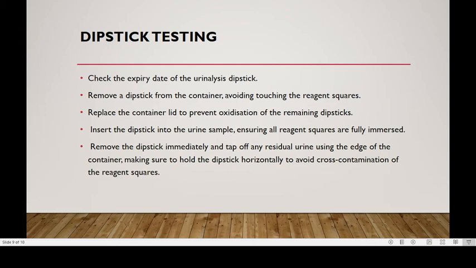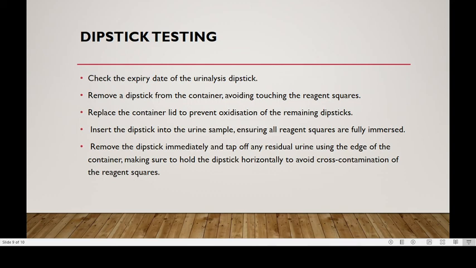Now, the different steps of this dipstick testing are: first of all, check the expiry date of the urinalysis dipstick. Remove a dipstick from the container, avoiding touching the reagent squares. Replace the container lid to prevent oxidation of the remaining dipsticks. Insert the dipstick into the urine sample. Ensure all reagent squares are fully immersed.